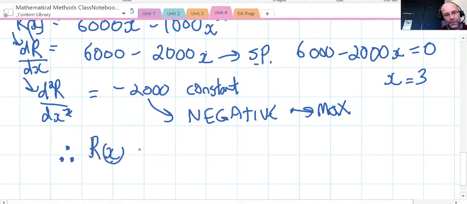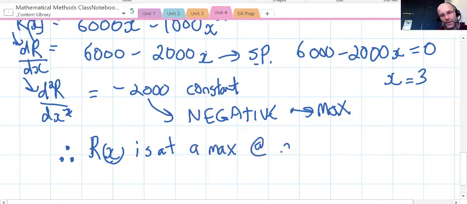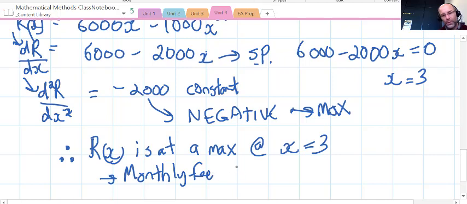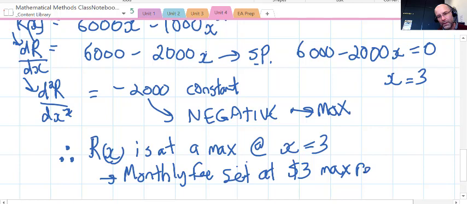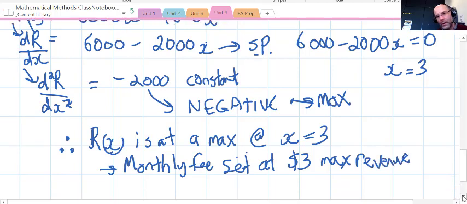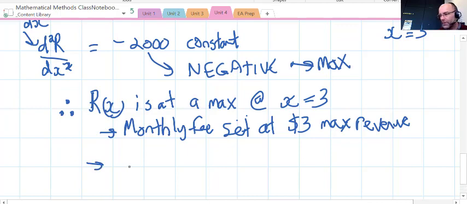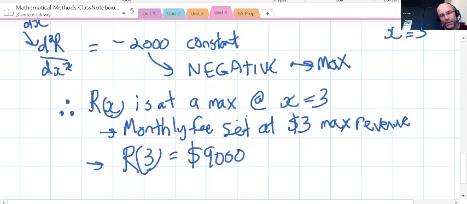R of x, the revenue function, is at a maximum at x equals 3. What does that mean? Well, that implies that the monthly fee should be set at $3 to maximize revenue. And the question did ask us what that revenue would be. Well, we sub 3 into the equation. Instead of R of x, we've got R of 3. If you do a bit of substitution, you get $9,000. So $9,000 for that little startup company.